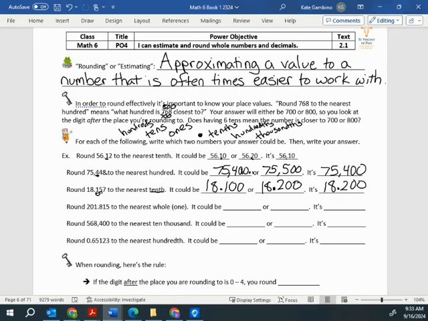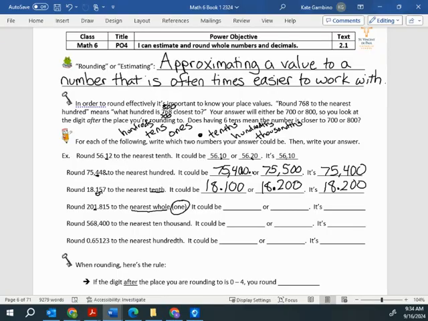Let's do one more together. 201 and 815 thousandths to the nearest whole. When we round to the nearest whole, it means we're rounding to that ones place. So we're going to round to the ones place. So my ones place, what digit is in my ones place? Is that it? 8. Oh, that 8 is in the 10th place. It's on the other side of that decimal. Oh, the 1. Yeah, so that ones place is going to be on the left side of that decimal.